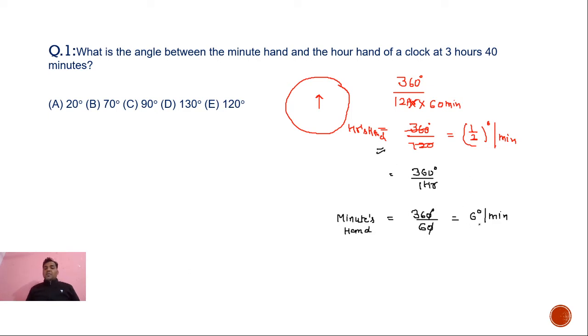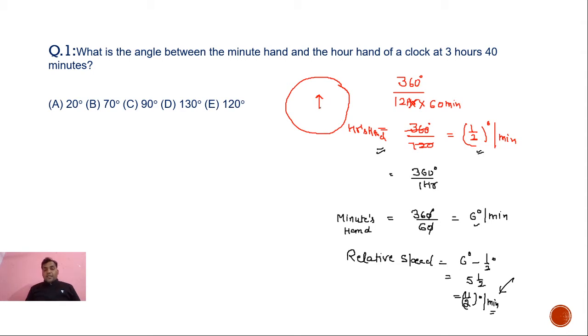Now if you talk about the relative speed between the minute hand and the hour hand, you see that the minute hand travels an angle of 6 degrees per minute, the hour hand travels a distance of half a degree per minute. So therefore the relative speed between the minute hand and the hour hand is 6 degrees minus half a degree. That means that's 5.5 degrees, that is 11 by 2 degrees per minute. This is the only thing that you need to know, right? Now how to use this concept, right? The relative speed between the minute hand and the hour hand is 11 by 2 degrees per minute.